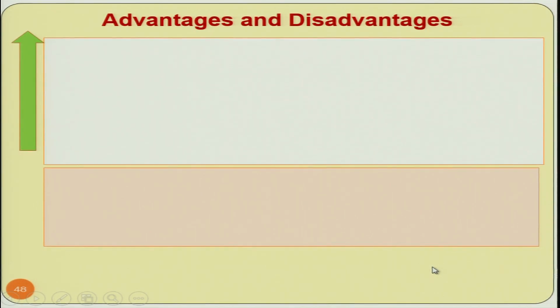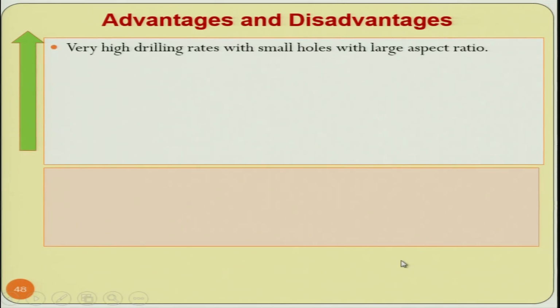Now, the question is, what are the advantages of electron beam micromachining? Very high drilling rates with small holes with large aspect ratio can be obtained.